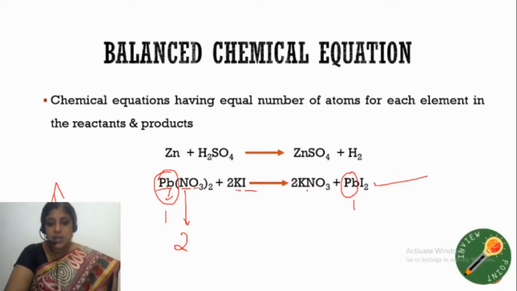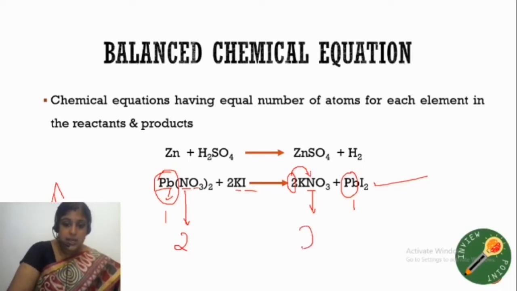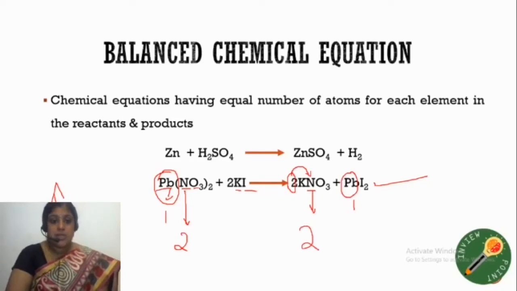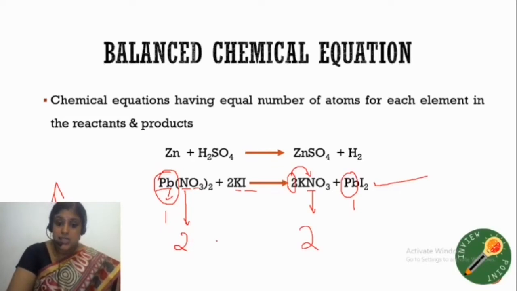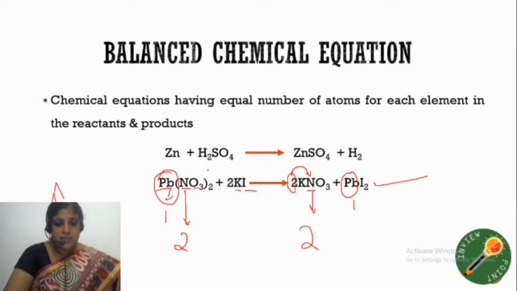And here in the product side, you can see it is N alone, but here it is written 2KNO3. That means you should multiply. There are 2 nitrogen atoms here. So here also there are 2 nitrogen atoms in the product side. So we can see that the number of nitrogen atoms in the reactant side as well as in the product side are equal. Is that clear? You'll be more clear when we discuss the number of oxygen atoms in the reactant side and product side.